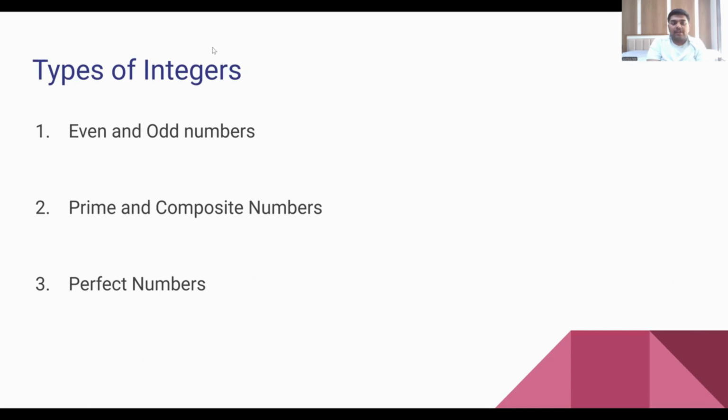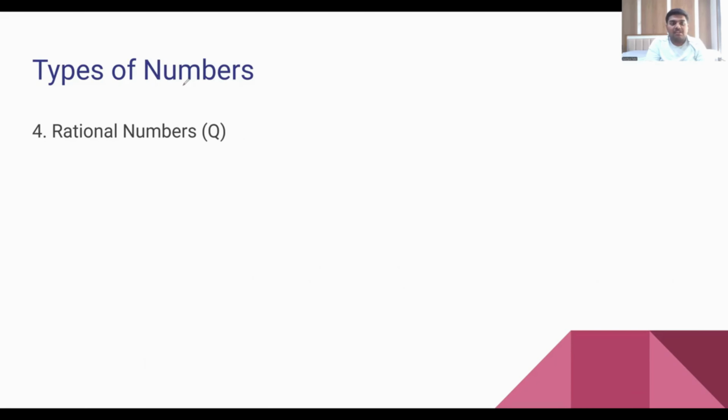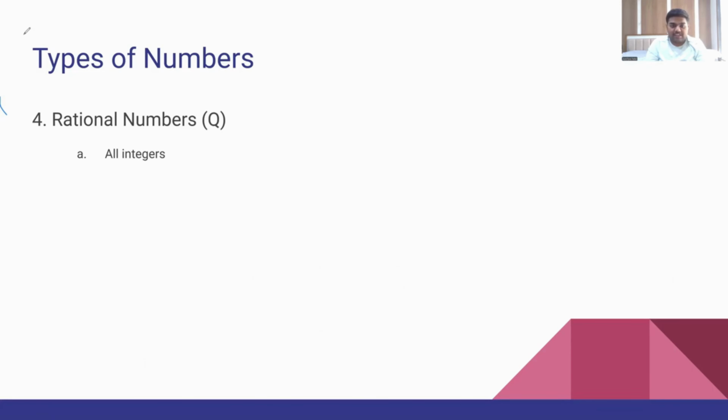Now let us look at the next type of numbers, which are rational numbers. So rational numbers are basically of three types, or three types of numbers can be called rational numbers. All the integers that we had seen are rational numbers.